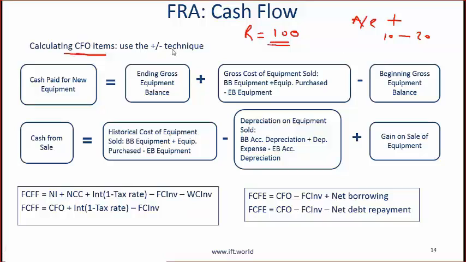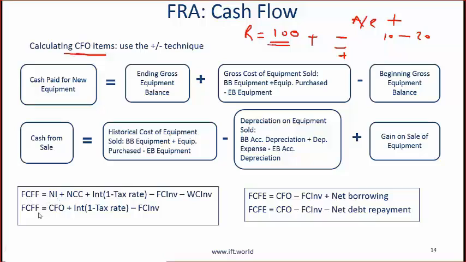So the plus minus technique is you look at whether the item you are considering is a cash inflow or an outflow. So a revenue would be a plus, a cost of goods sold and then cash paid to suppliers would be a minus, and then any increase in an asset is a minus, and an increase in a liability is a plus. So if you use that technique, then all these questions become easy. And then I think this would be a type 3 or type 4, cash paid for new equipment, cash from sale. Learn these formulas and then apply them in some questions.